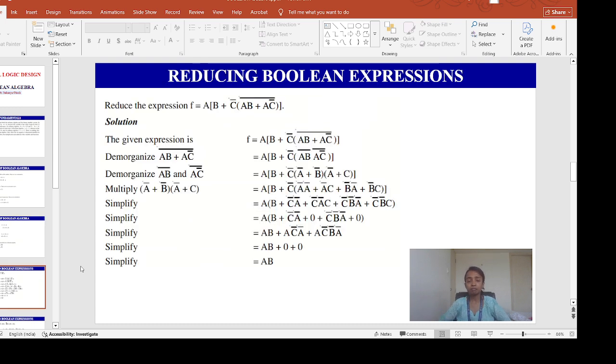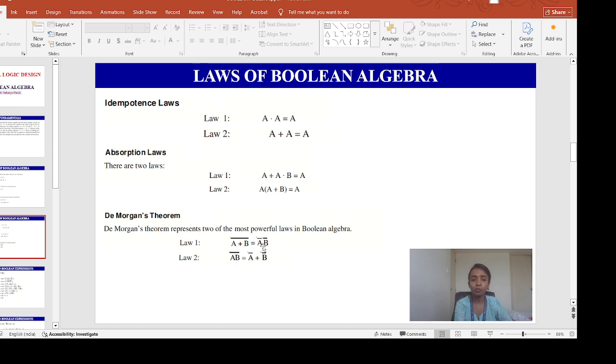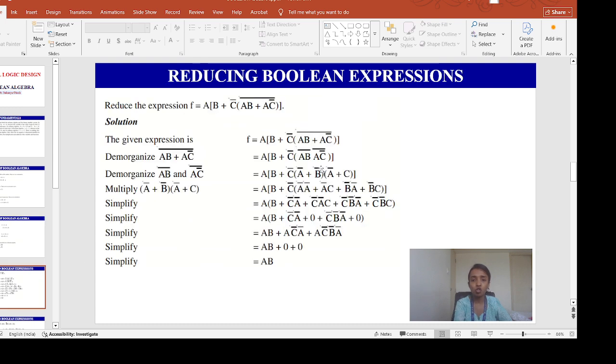Now, if we see one example, suppose this is my Boolean expression. We have to simplify this expression. F equals to A into B plus C bar into AB plus AC bar whole bar. So if you apply the De Morgan's theorem here, A plus B whole bar equals to A bar dot B bar. So this whole bar we can write AB whole bar dot AC bar whole bar, right?